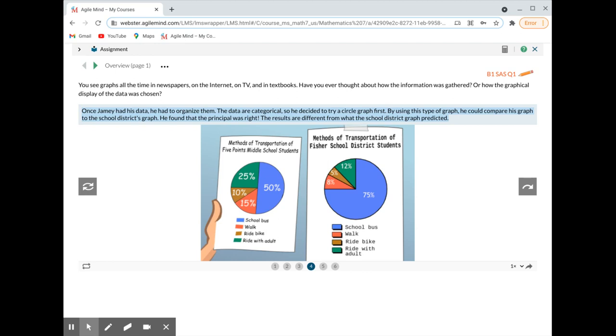Let's look at the next question. What's the next question say? Both sets of data show that 1 out of every 4 students ride with an adult to school. So 1 out of 4 students say that they ride with adults to school for both the school district and the middle school. Is that what it says, Emma? Both sets of data, so yes. Okay, so do you agree with that statement, Isabella?